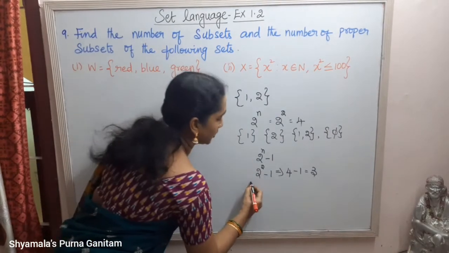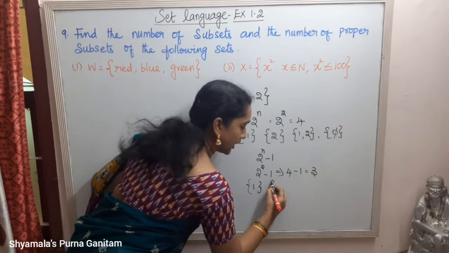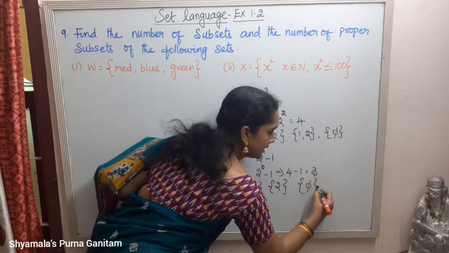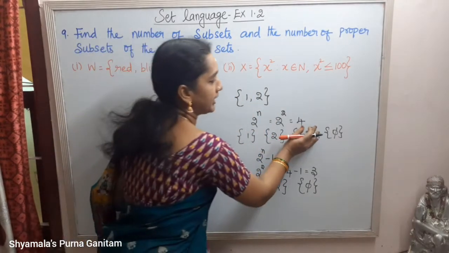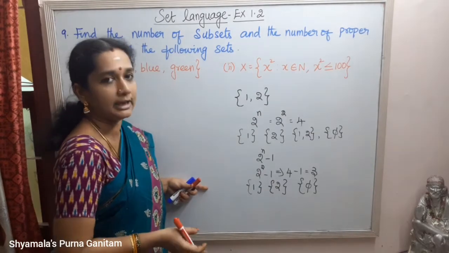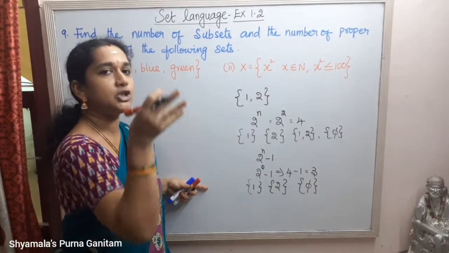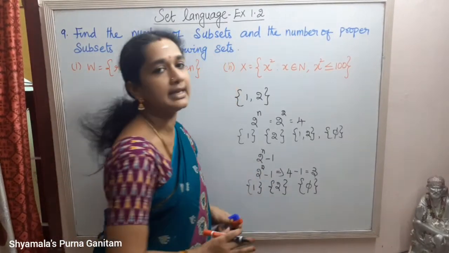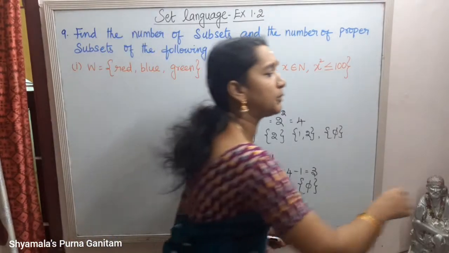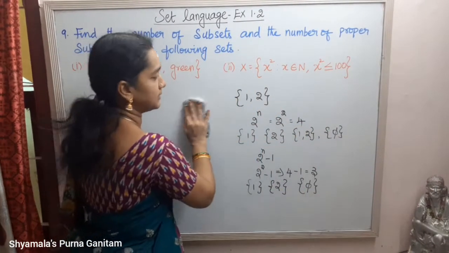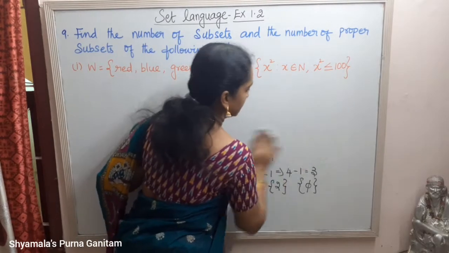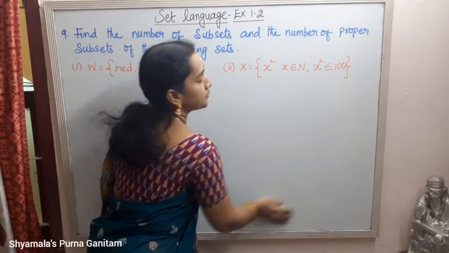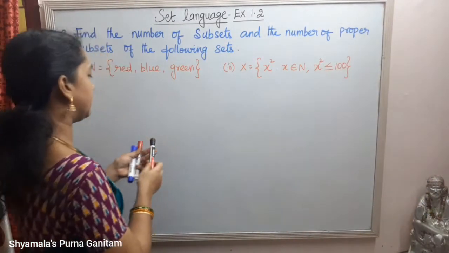So what are all the proper subsets you will get? {1} is a proper subset, {2} is a proper subset and the null set is a proper subset. You won't be getting {1, 2}, because the set and the subset should not be equal for a proper subset. So you will get only 3 for that. With the help of these formulas, we will be doing sums now. One is 2 power n, the other one is 2 power n minus 1. This is what we are going to apply in the given 2 questions.